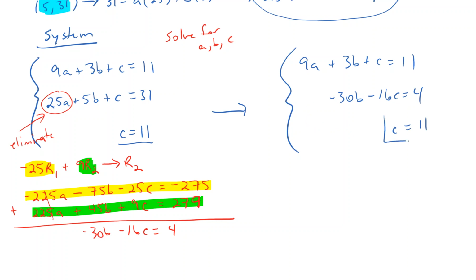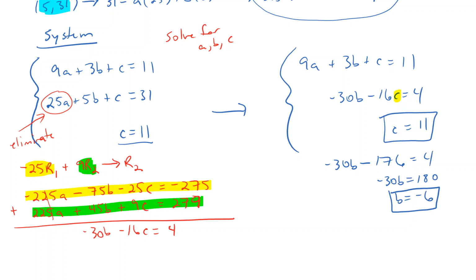I start at my bottom equation. I know that c is 11. So I go to the prior equation and I plug in 11 for c. So I've got negative 30b minus 16 times 11, which is 176, equals 4. And now I can solve this for b. Adding 176 over, I get 180. Dividing by negative 30, I get negative 6. So now I know my b value.